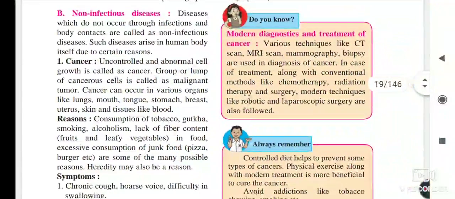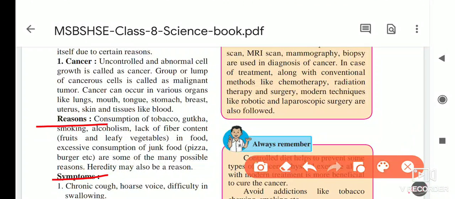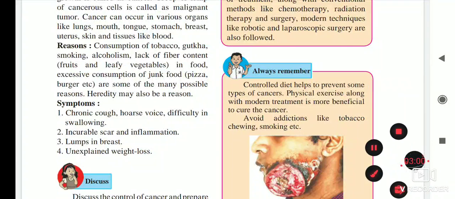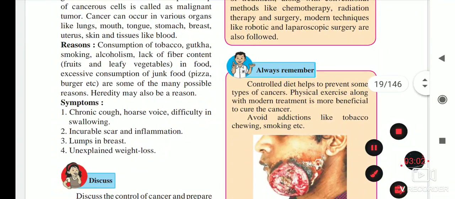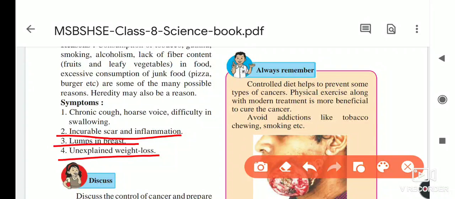So the question is the symptoms of cancer. They may also ask the reasons of cancer, okay. Reasons are given here, and symptoms are here. According to our textbook, the symptoms are a chronic cough, harsh voice, difficulty in swallowing, incurable scars and inflammation, lumps in the breast, and unexplained weight loss. These are the symptoms of cancer.